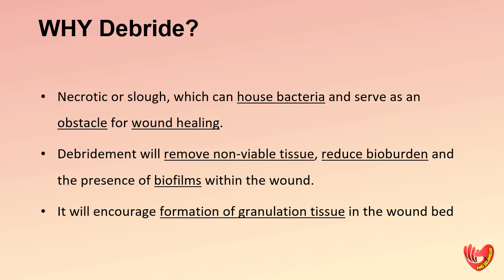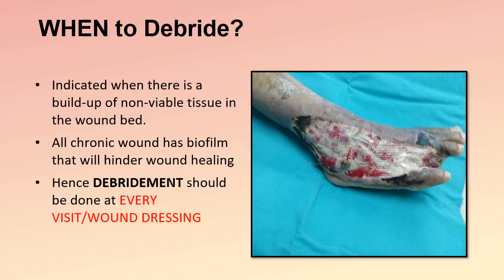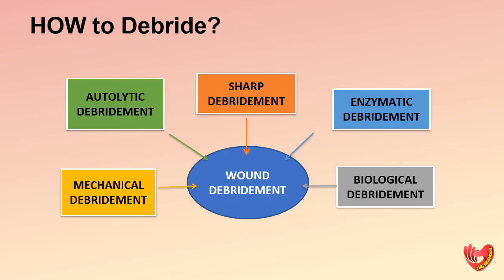For a chronic wound to heal, the molecular and cellular environment of the wound must resemble that of a healing acute wound. So now, when do we debride? It is always indicated when there's a buildup of non-viable tissue in the wound bed. All chronic wounds have biofilm that will hinder wound healing. Hence, debridement should be done at every visit. How to debride? We have mechanical debridement, autolytic debridement, sharp debridement, enzymatic debridement, and biological debridement.